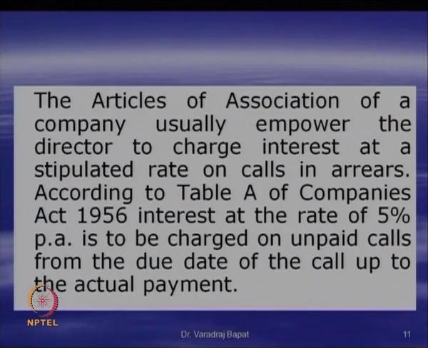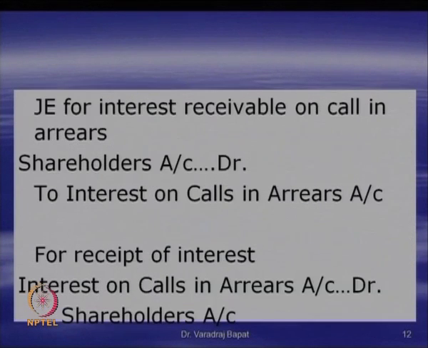Now, normally what happens is, if some of the shareholders are not paying the share money in time, naturally they have to pay interest for it. As per the Company Act, companies can charge 5% on the unpaid calls. The company's articles of association, of course, should make the provision for such a call. When this money becomes receivable, the entry will be passed: shareholders account debit to interest on calls in arrears. This is where the calls in arrears interest becomes due. Subsequently, when the money is received, we have bank debit to shareholders account. So, this is the entry for recording the interest, and the next entry is for receiving the interest.